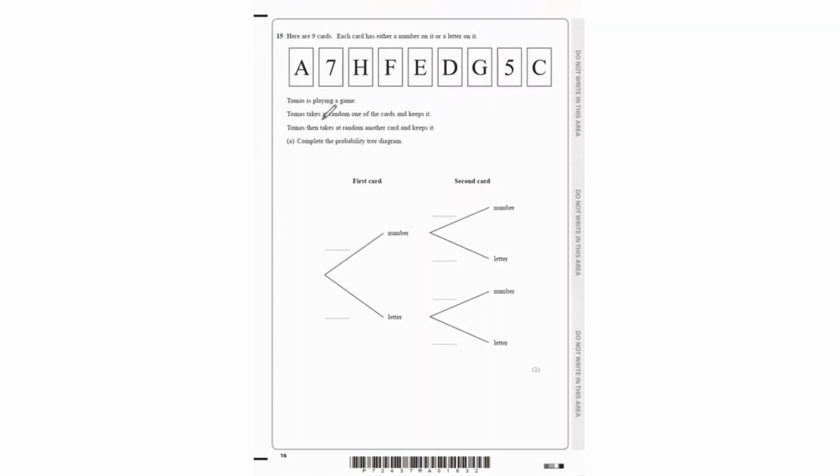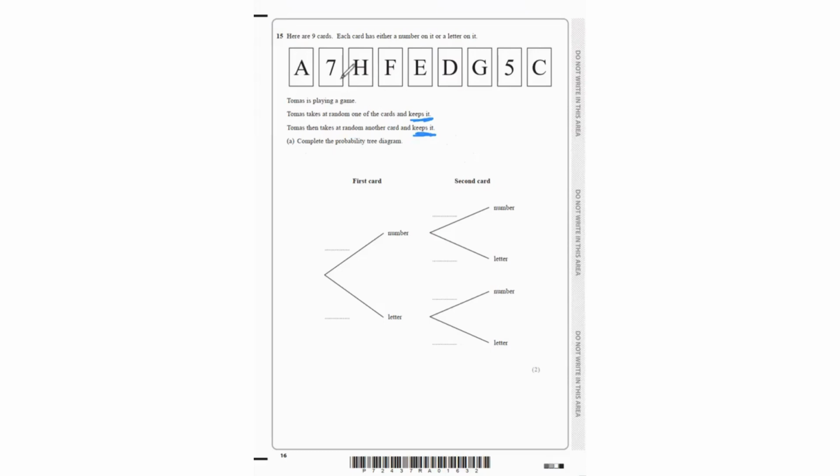Then this question says, here are 9 cards. Each card has either a number on it or a letter on it. Thomas is playing a game. He takes at random one of the cards and keeps it. Keyword that he's keeping it, so it's without replacement. Thomas then takes at random another card and keeps it. Complete the probability tree diagram.